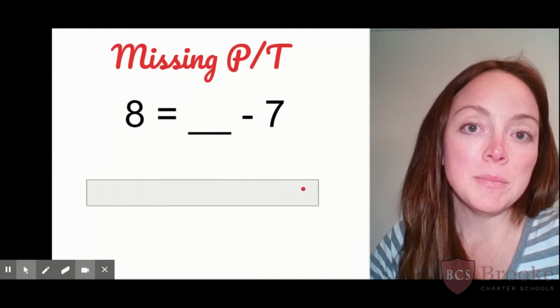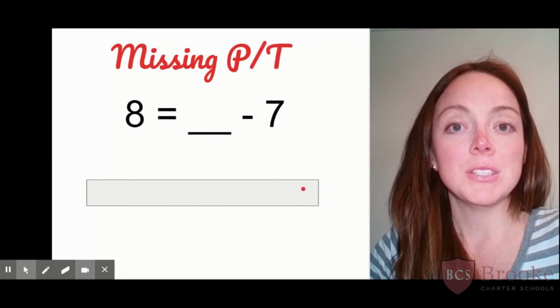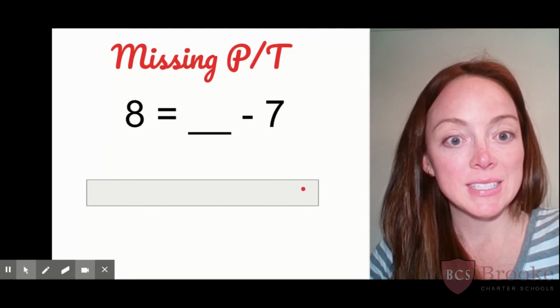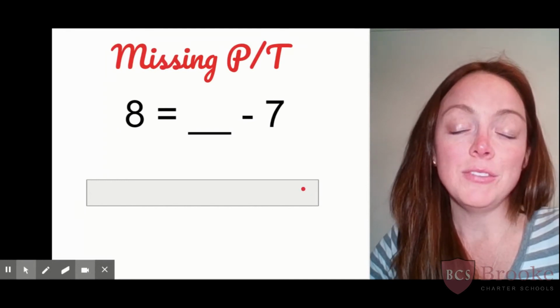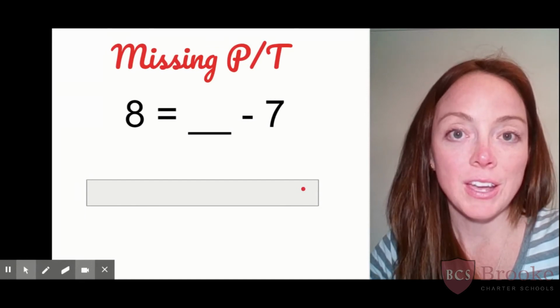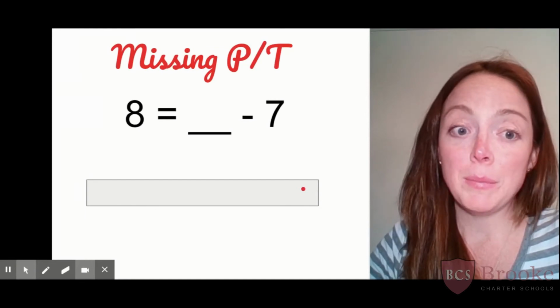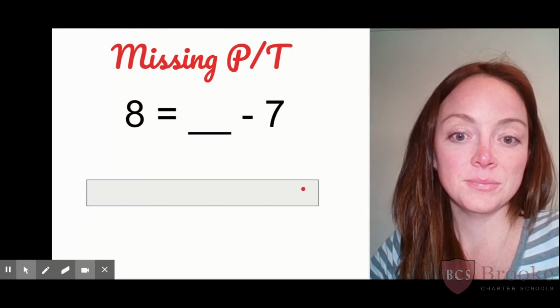Now we're going to work on some missing part total problems. So this is where, again, if you have scrap paper, now is a great time to write down the number sentence 8 equals blank minus 7. And if you don't have something handy nearby to write with, that's okay. You can try to solve in your head. If you need to go grab paper, just hit the pause button.